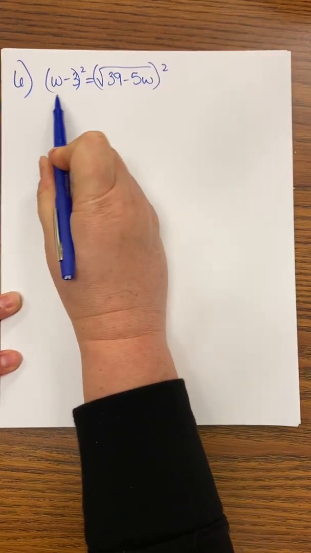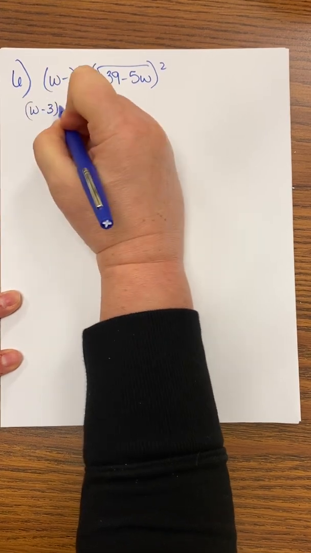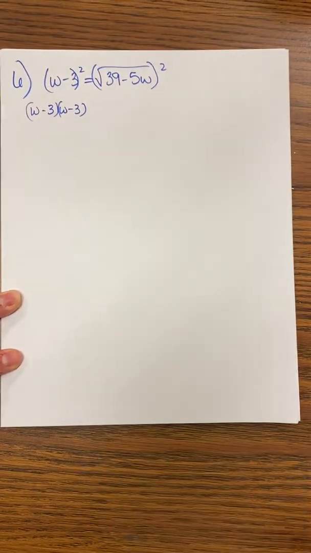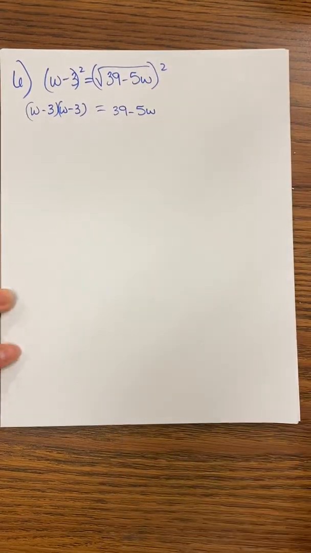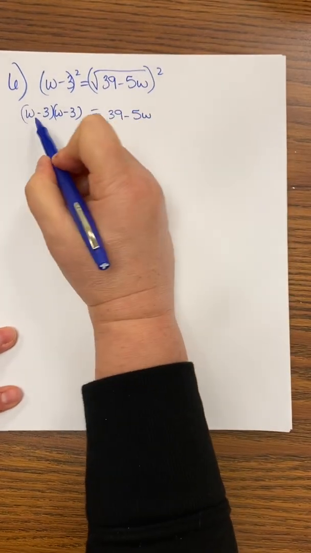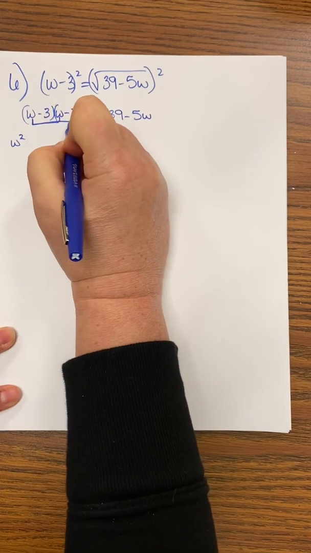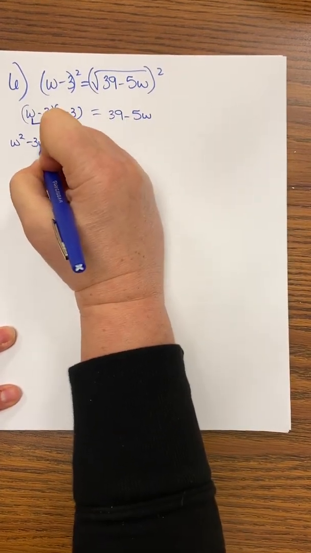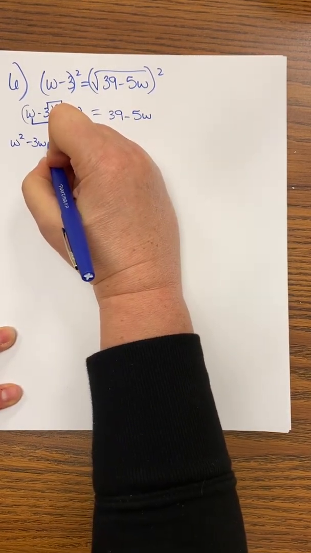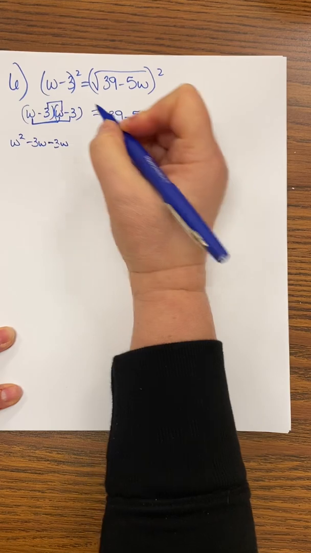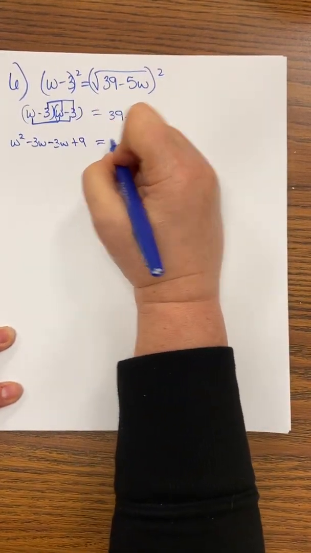So now what we have going on here this time is we're going to have 2 of these, so you're going to have to FOIL that right there. And then this side is just 39 minus 5w because the radical lifts. So now if you remember FOIL, you first, so w and w is w squared. Outside, w times 3, negative w. Inside, negative w times 3, or negative 3 times w, negative 3w. And then last, negative 3 times negative 3, positive 9.